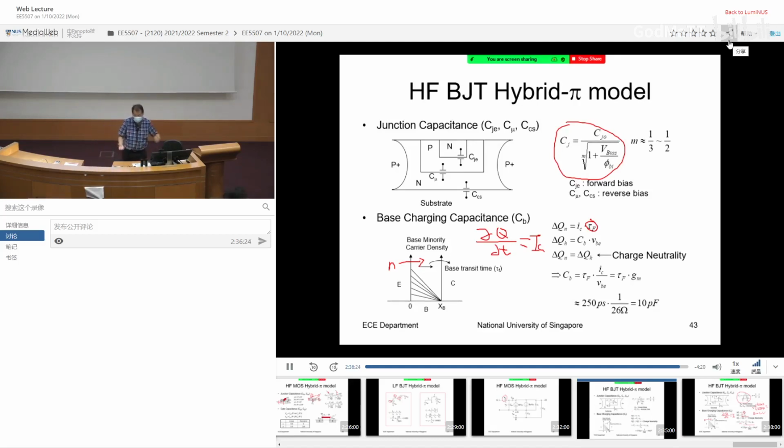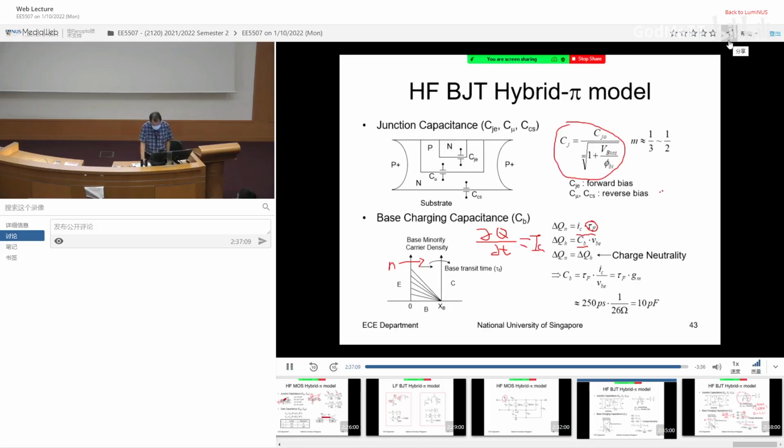Because of the charge neutrality, if I have electron injected into the base, if I don't have hole, the whole region will be negatively charged, right? But that cannot happen. We have to make sure it's neutral. Otherwise, there will be negative charge throughout the base region. How do you have the hole? So the hole is being created because you apply base emitter voltage. The base emitter voltage multiplied by the capacitor will give rise to the positive charge. And this charge has to be balanced out with the electron injected into the base.